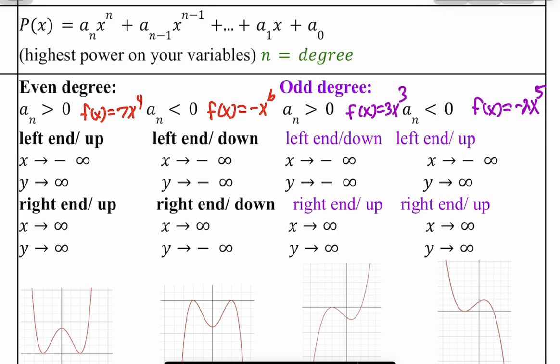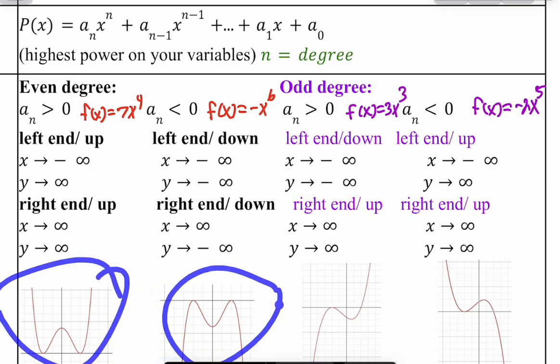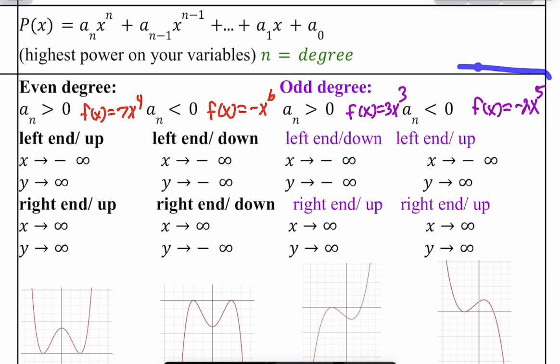If we have a polynomial with even degree, both ends will either point up or point down. If the front coefficient is positive, it points up, negative points down. If our polynomial has odd degree, 3, 5, 7, 9, 11, the left end will always go down and the right end goes up if our front coefficient is positive. If our front coefficient is negative, it flip-flops them. So the left end goes up, the right end goes down.